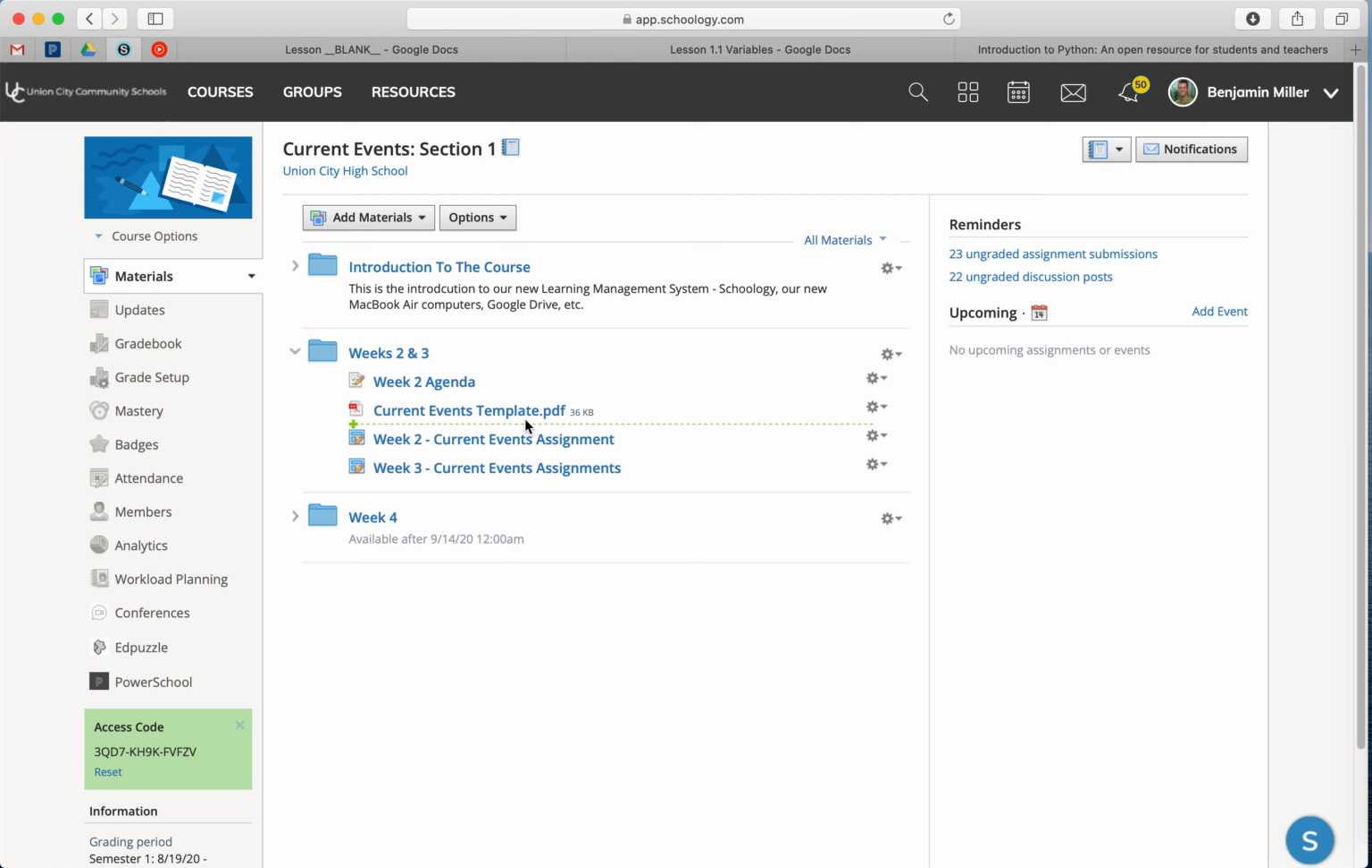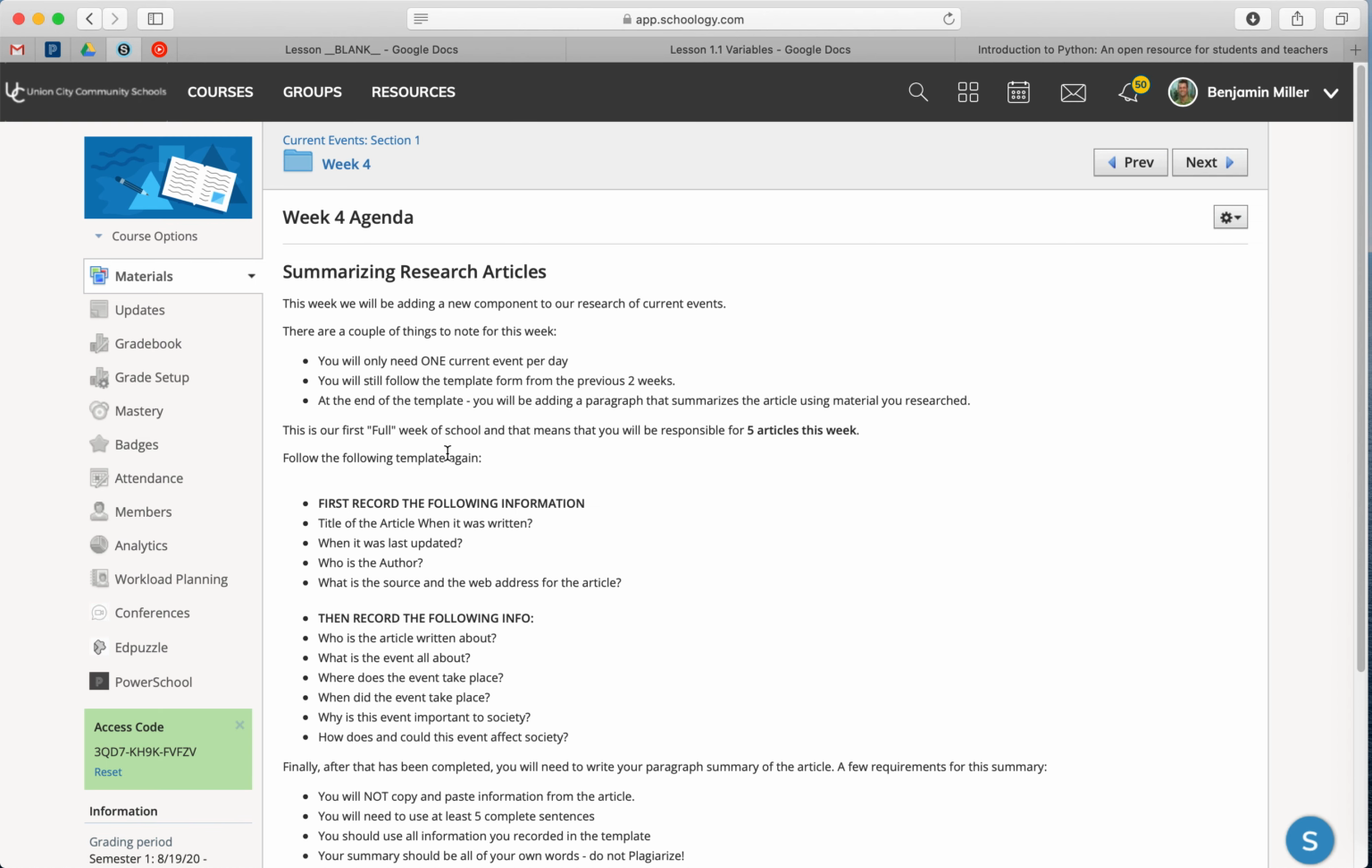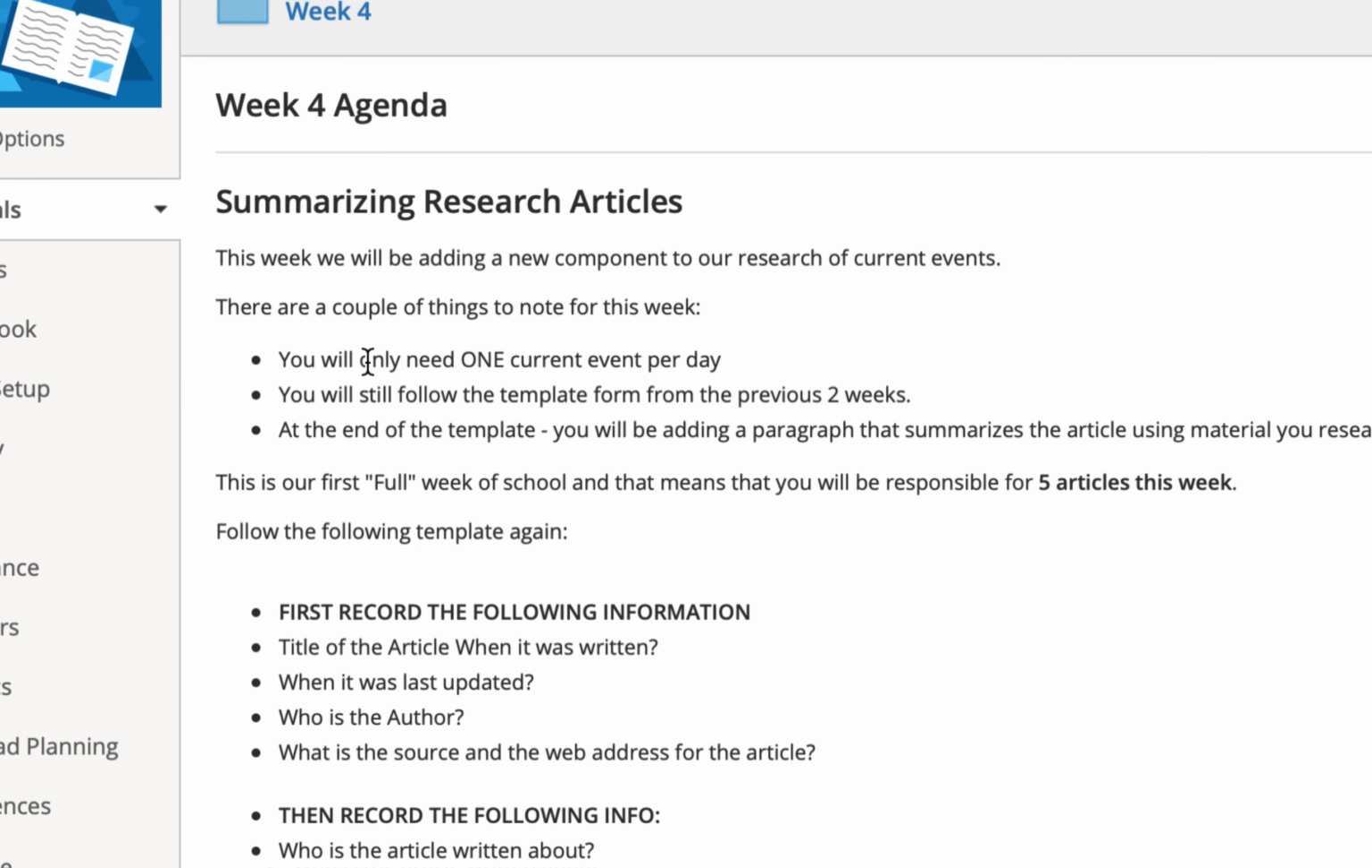I was just looking for fact-based information from the research article. So whatever current event article you found, you're just pulling the information, the who, the what, the why, the where, the when, the how, and organizing it into a form. So starting this week, you click on the agenda. So summarizing is going to be our newest edition. And so in this case, starting today, you only need to have 1 current event per day.